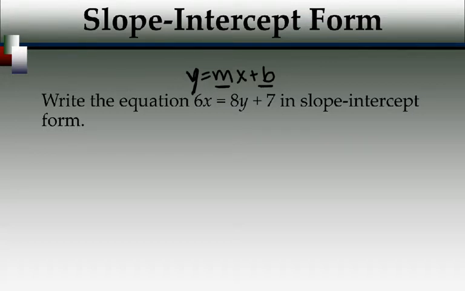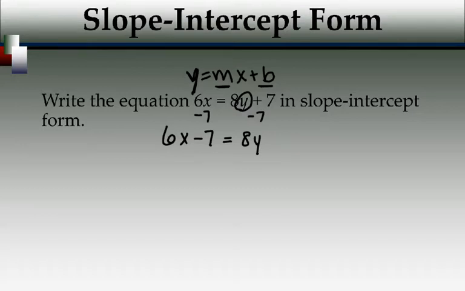Okay, so what we need to do to write this equation in slope-intercept form is solve for y. And once you get y in terms of x, you're done. What I'm going to do here is subtract 7 from both sides. So we get 6x minus 7 equals 8y.